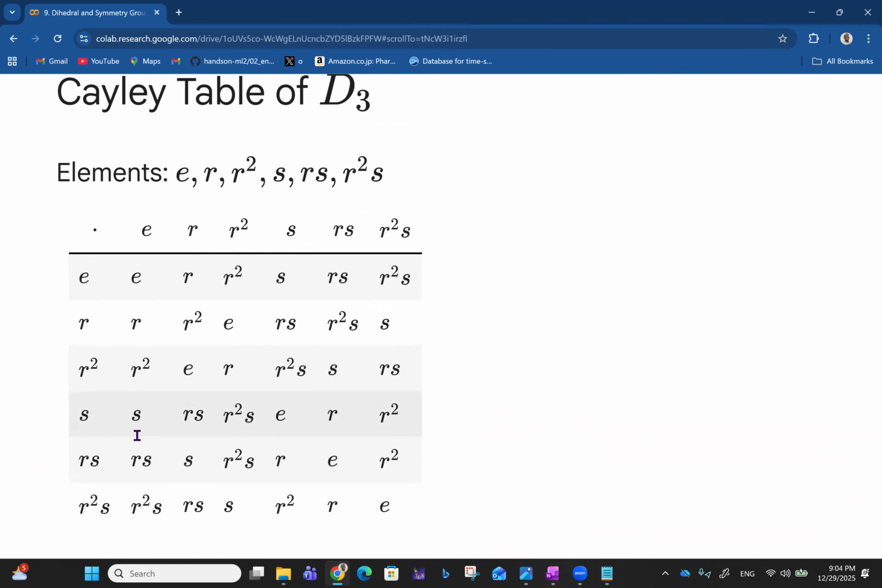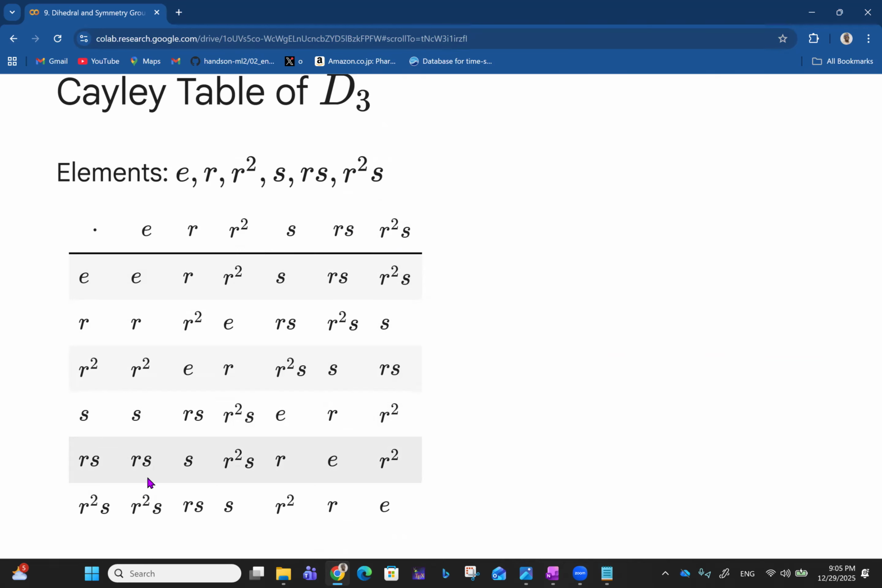So I go again. Ss is s, se is s, sr is rs, sr^2 is r^2s, ss is e. S^2 is always e. S times rs is rs^2, and s^2 is e, so we have only r left. Then sr^2s, that's r^2s^2. So s^2 is e, so we have r^2 left.